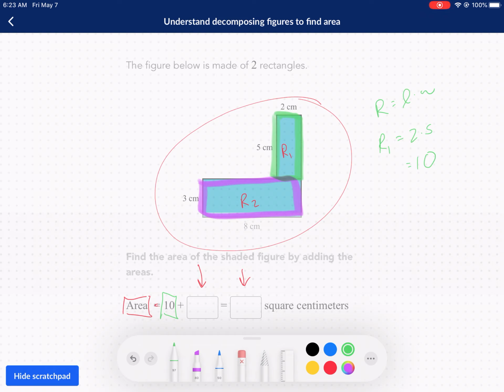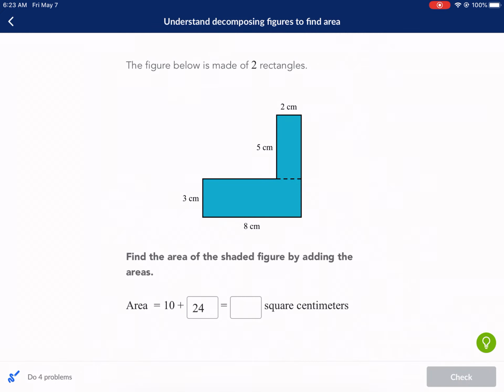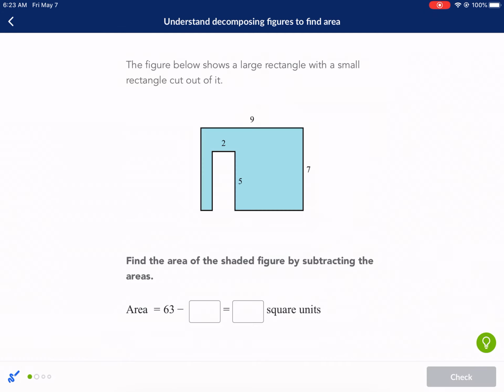Now we just need to worry about the purple. So the purple is R2, and then we have length times width, 3 times 8, that's equal to 24. So we're going to put 24 in this box, because that's our rectangle 2, and then the sum is going to be those two added together, which is 34, and that's our complete composite area of the whole thing. So I'm going to write a 24 here, and I'm going to write a 34 here. Bada bing, bada boom. Next question.